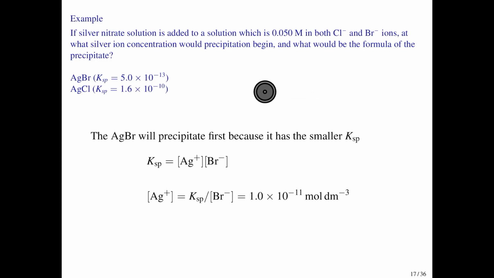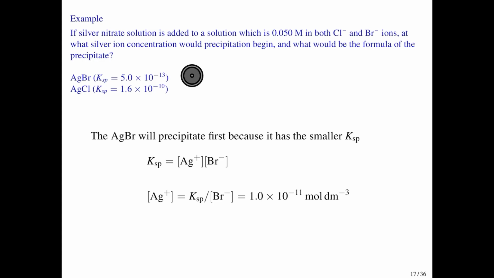This is a similar example, but there's a follow-up numerical problem for it. Again, we're looking at the precipitation of halides using silver. This time it's silver bromide and silver chloride. We've got the same question: which of these two is going to precipitate first if you gradually add the silver ions? And we see that the silver bromide KSP value is smaller than the silver chloride KSP value, so we would expect the silver bromide to precipitate out first.